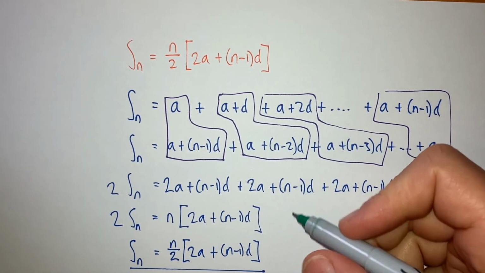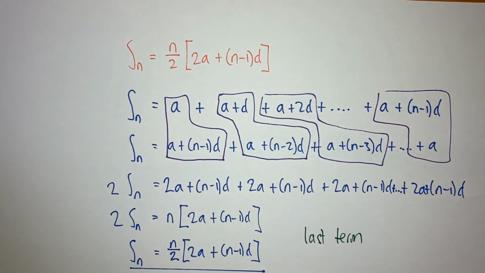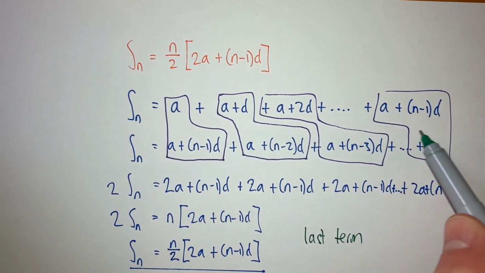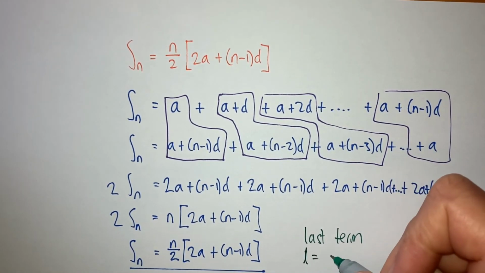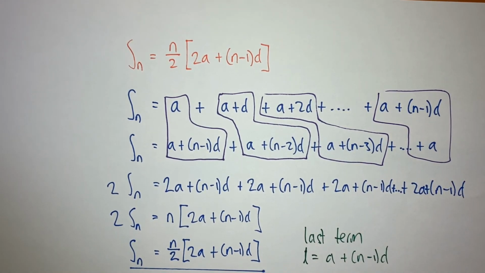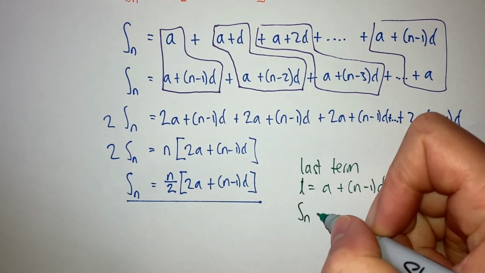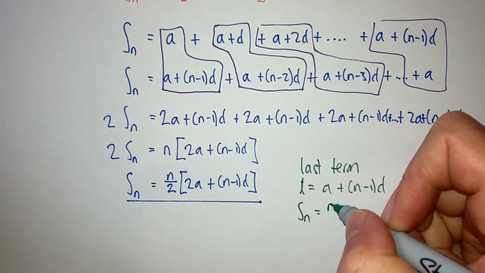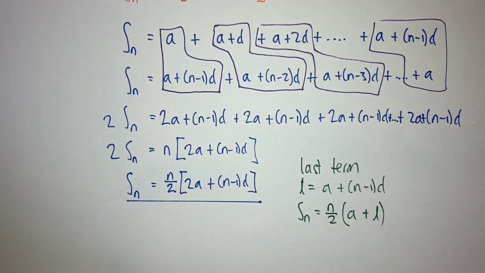Now it's worth noting that the last term in the sequence, that's this one here, can be written as the letter L. And we could say that L equals a plus n minus 1 d. So if we know the first term and the last term, we can use the formula Sn equals n over 2 brackets a plus L. This is a useful formula to remember.